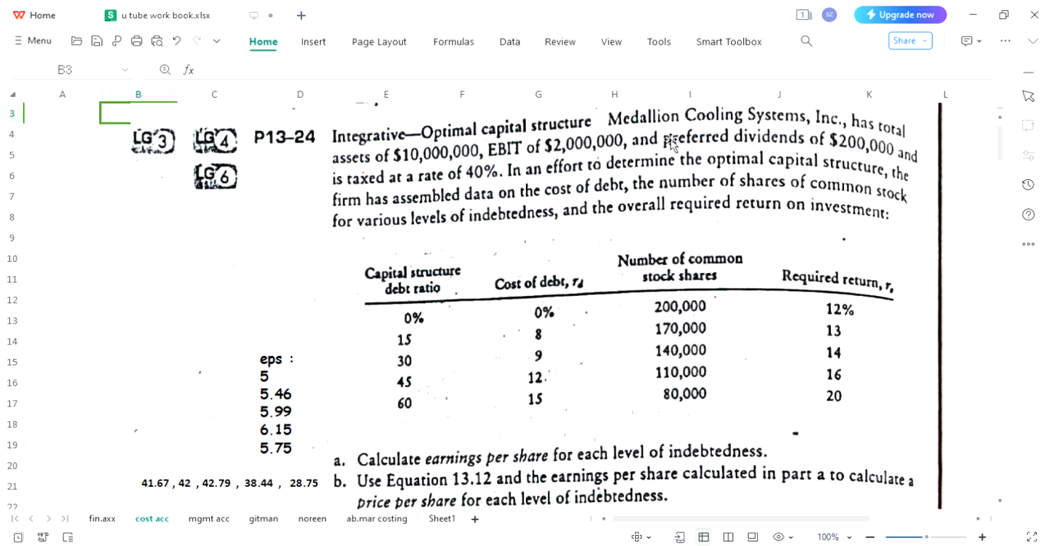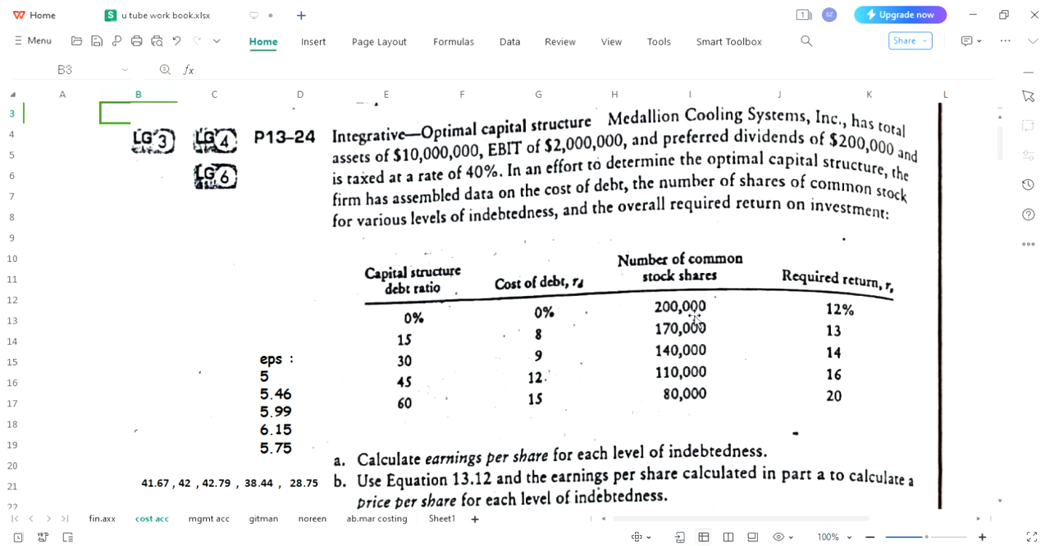Here, a corporation has been introduced. Their total assets are 10 million. EBIT, earning before interest and tax, is 2 million. Dividend is 2 lakh. The notable thing here is that the preferred dividend has already been calculated and the total amount of dividend has been given, instead of a ratio or percentage upon preferred share capital. Tax rate is as usual 40%, and we are needed to determine the optimal capital structure.